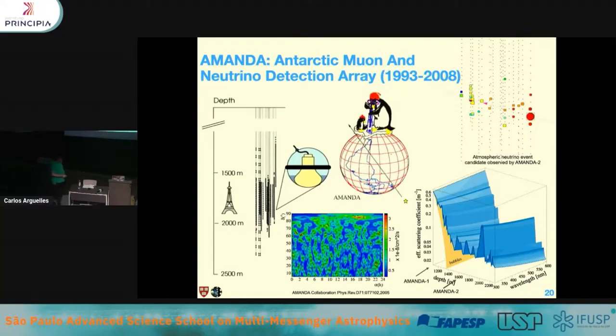What was tricky about AMANDA is that first they deployed it. This is the depth, essentially, and this is the scattering coefficient, in inverse meters, which means that the larger this is, the more transparent the medium is, and the smaller it is, the more opaque it is. You can see that at the surface of the ice it's kind of opaque, and as we go deeper, it becomes more and more transparent. So they had to optimize the location in a couple of attempts, but eventually they managed to see at least atmospheric neutrinos. This collaboration will later become the IceCube neutrino collaboration.